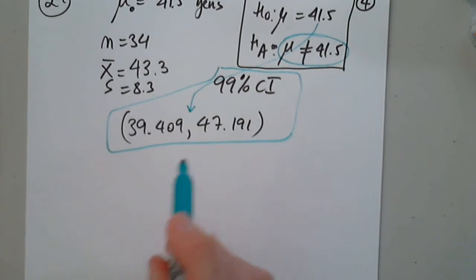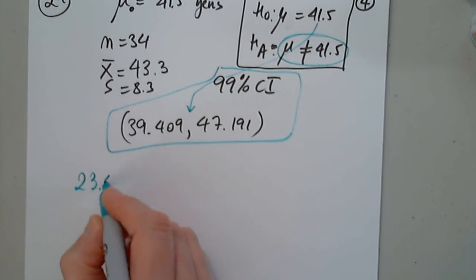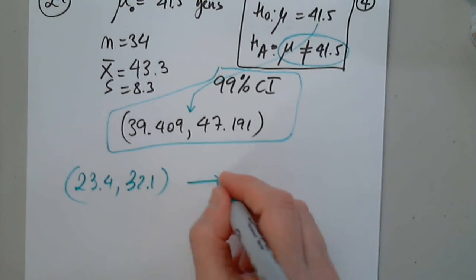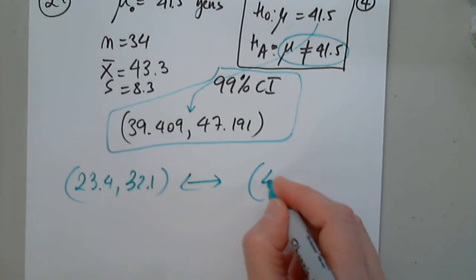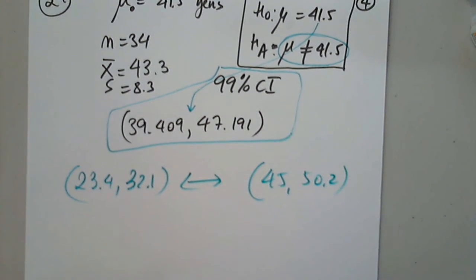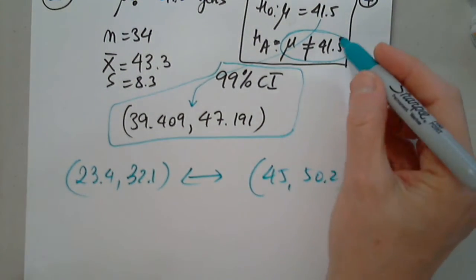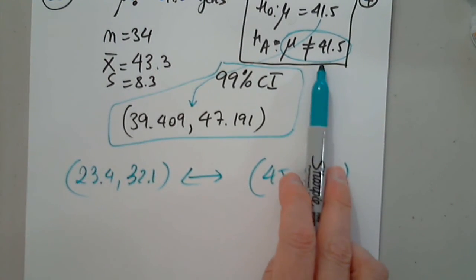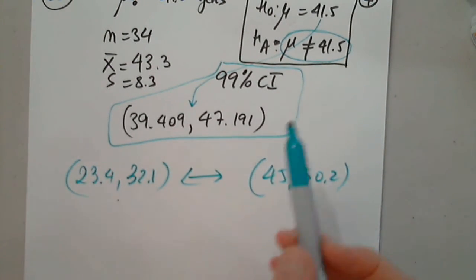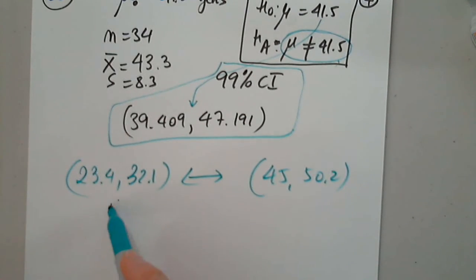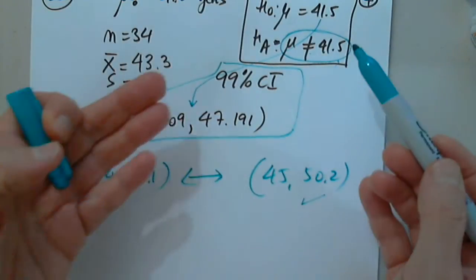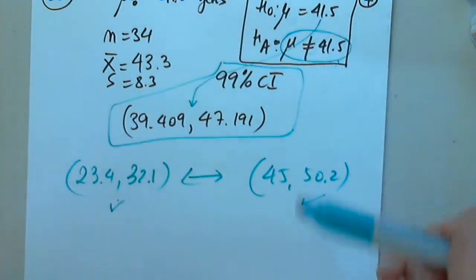What if I had obtained this interval, 23.4 to 32.1? Or what if I obtained this interval, 45 to 50.2? I would have guaranteed from this sample, not guaranteed, but just from this sample, I would have said yes, because 41.5 is not here and 41.5 is not here. If I get this or this, I'll say yeah, the sample suggests that that is no longer true.